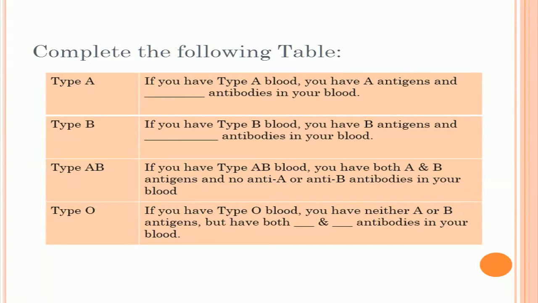Given the information from before, see if you can come up with the answers to this table. Pause the video here and write which antibody is present in each blood type.